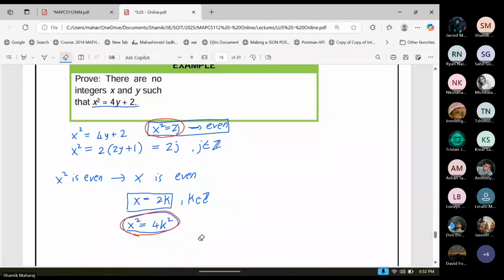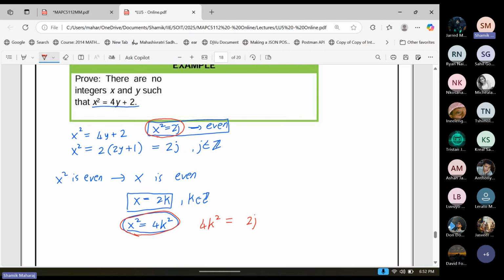Why is this happening? Let's write here. The old x squared is 4k squared. The one above is 2j. And what is j? We've substituted 2y plus 1, where y is some integer.